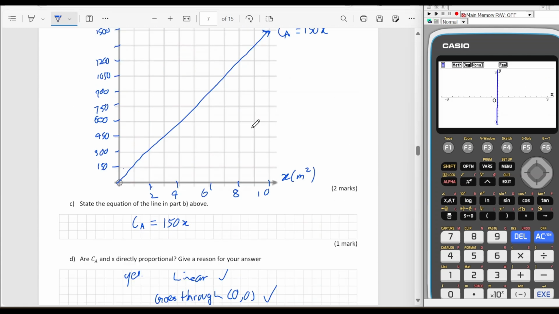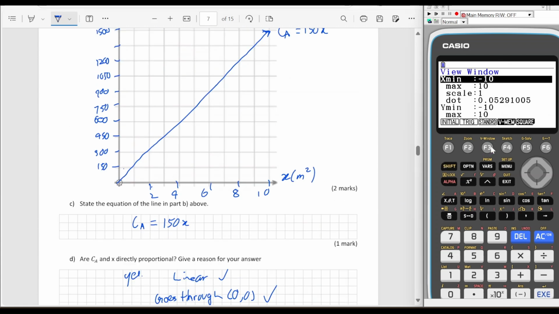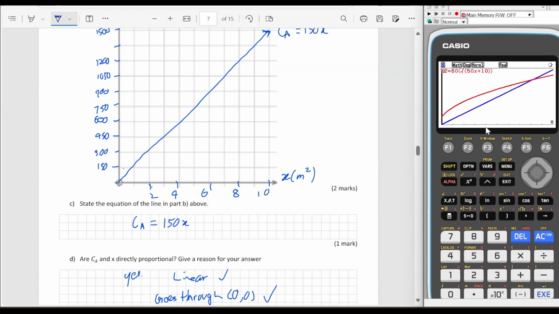Okay, so let's match our window. We went from 0 to 10 on the x, and we went from 0 to 50. Oh, I shouldn't have touched that. 0 to 10 on the x, and we're going to go for the y's, 0 to 1500. And then if we graph that, we'll see in the blue there was our original graph, and in the red will be our new graph.